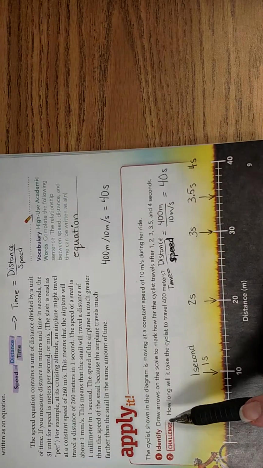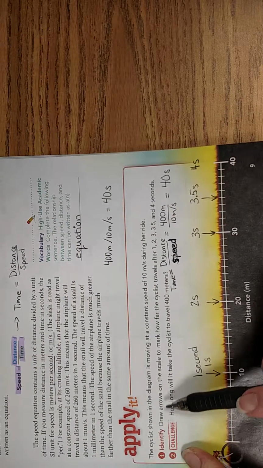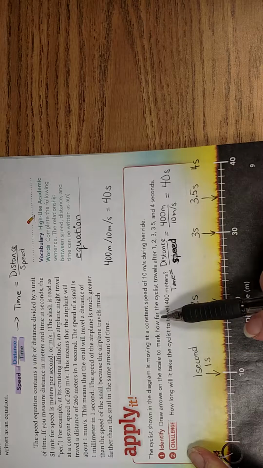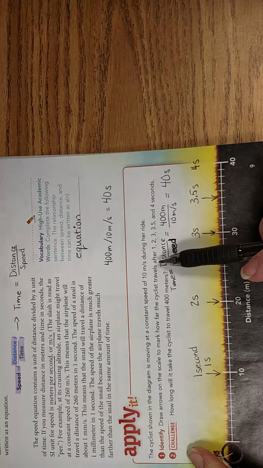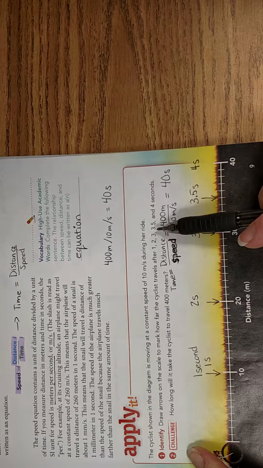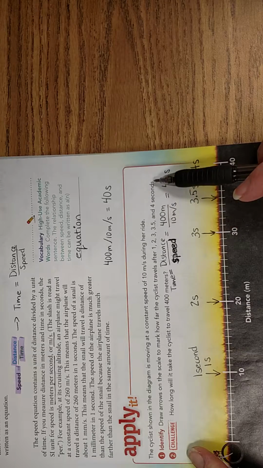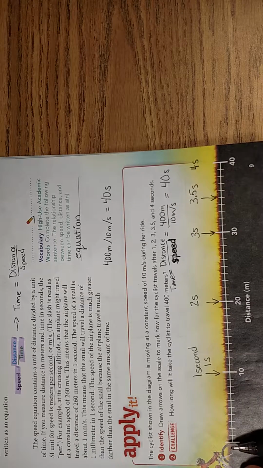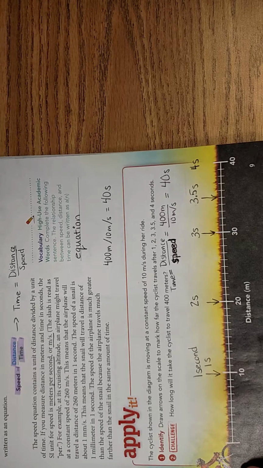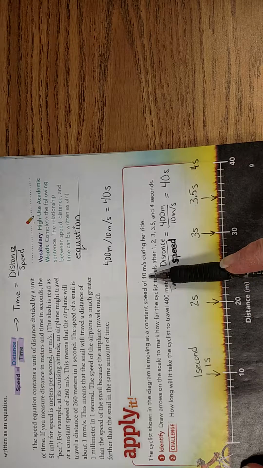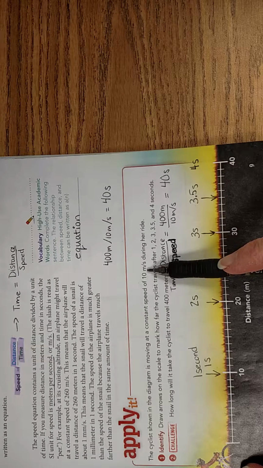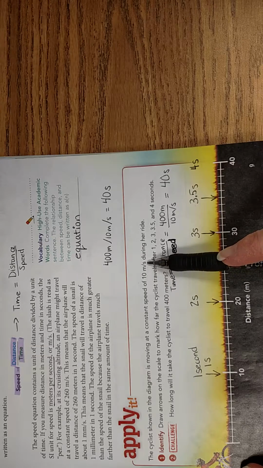We're going to identify by drawing arrows on the scale to mark how far the cyclist travels in 1, 2, 3, 3.5, and 4 seconds. So here's the cyclist. When you say in distance, meters, you can say in 1 second it traveled 10 meters. So 10 meters per each second.